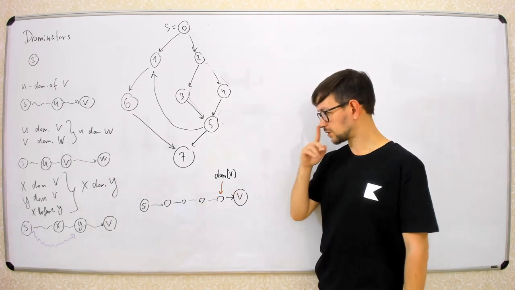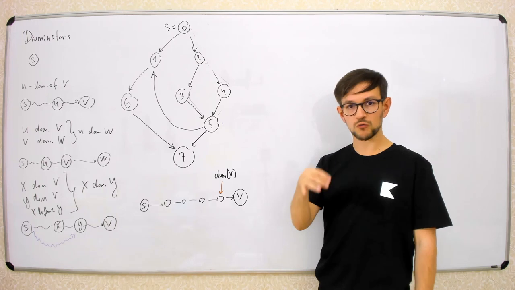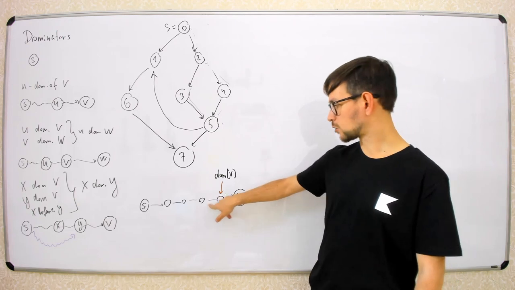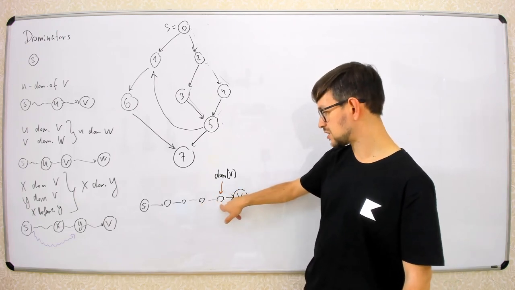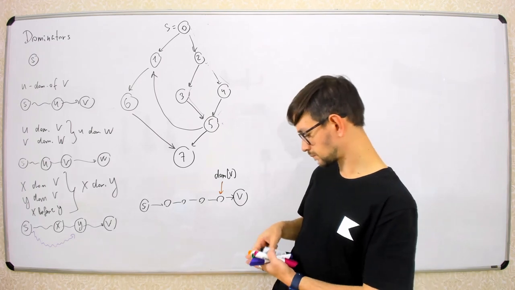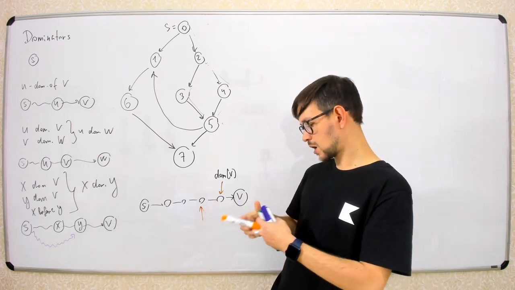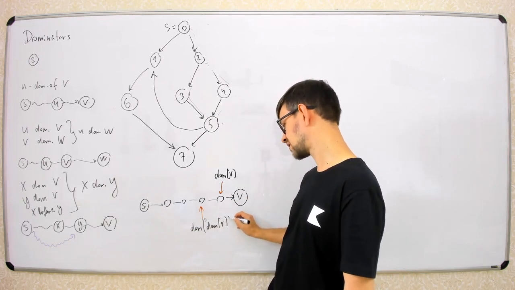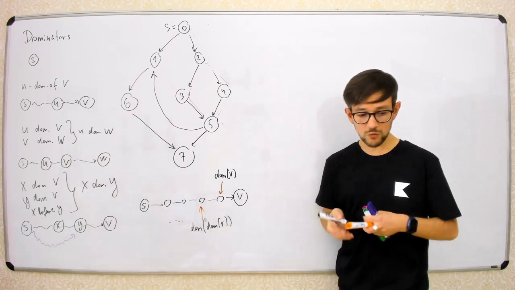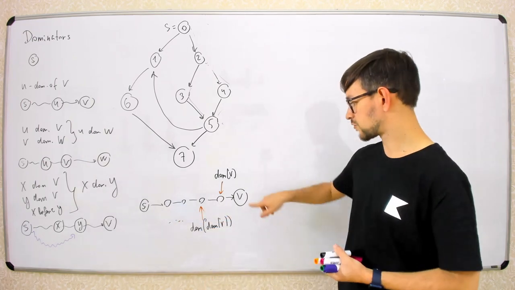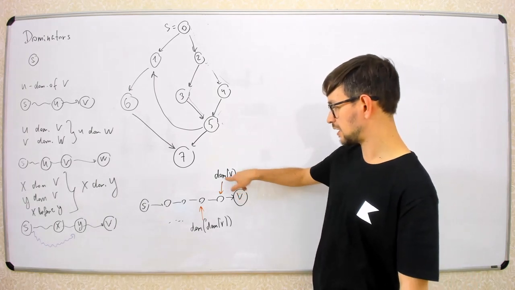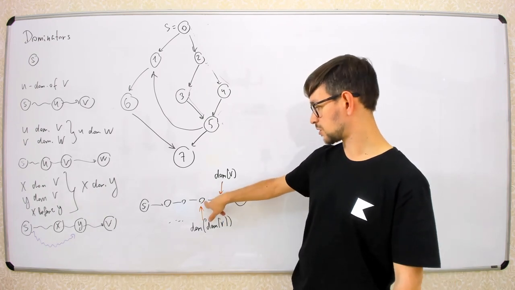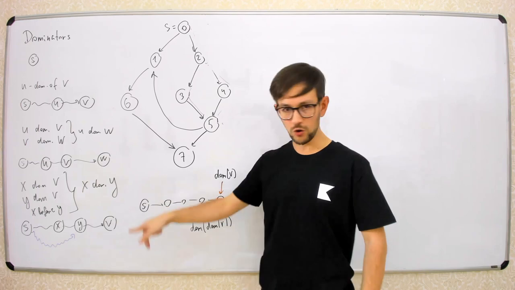Why is this dominator the most important? Because it actually implies all other dominators. How to find all dominators of node V? You start from V, find the immediate dominator of node V. Then how to find the next dominator? The next dominator is just the immediate dominator of the immediate dominator of V, and so on. So if you want to find all the dominators of node V, you start from node V, and each time you just take the immediate dominator of your current node. You find the closest dominator to V, then the closest dominator to that, and so on, and then you will find all the dominators of node V.